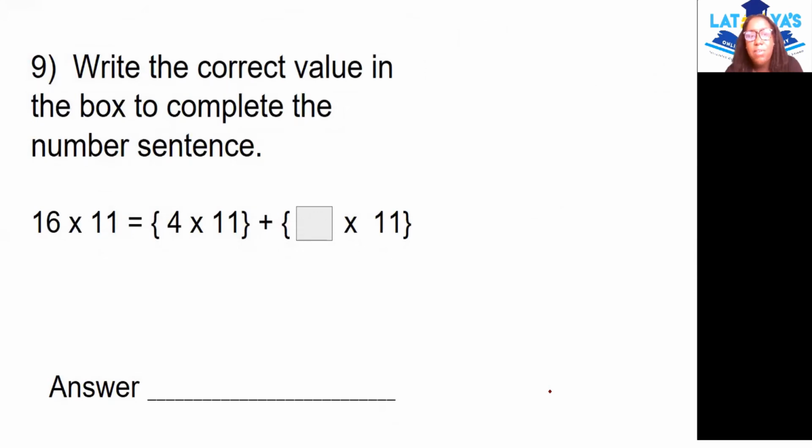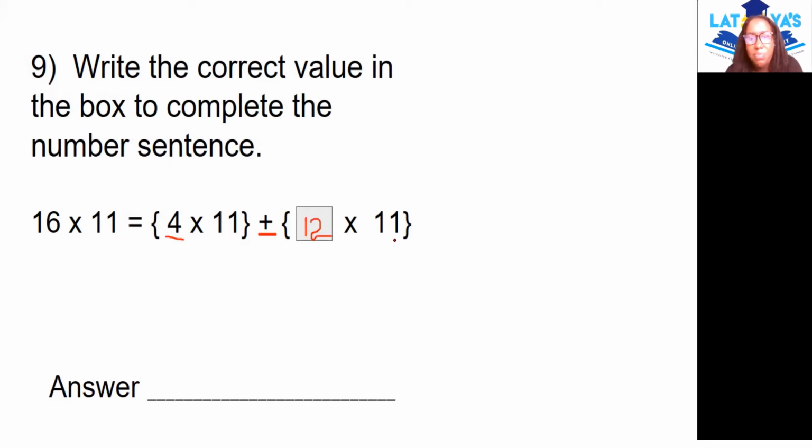Question 9. Write the correct value in the box to complete the number sentence. 16 times 11 is equal to 4 times 11 plus something times 11. Now, some students may say, okay, what can I multiply to give me 16? I can multiply 4 by 4. But this is not the answer, because what we need to find is what must be added to 4 to get 16. So all we need to do here is to subtract. 16 take away 4 is going to give us 12. So 12 is coming here.